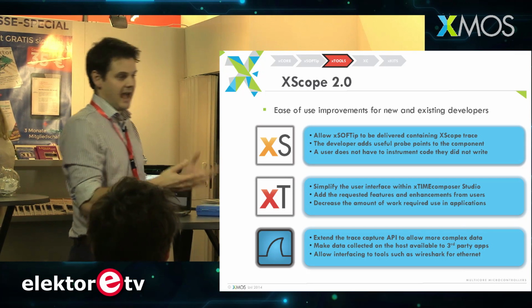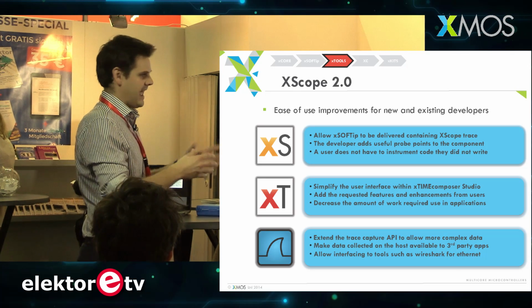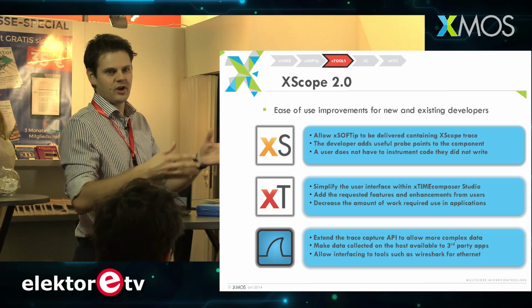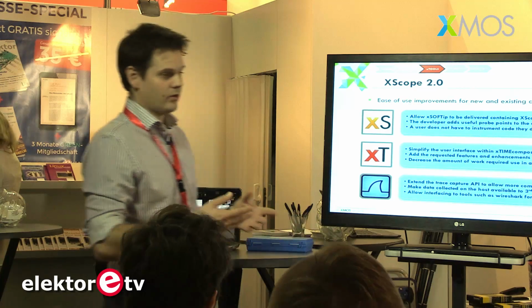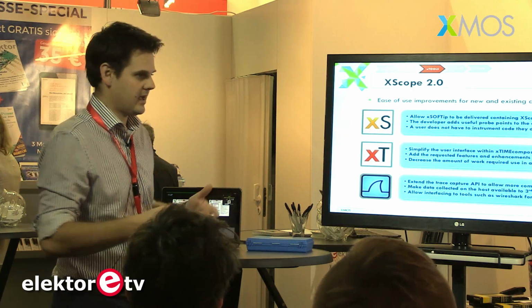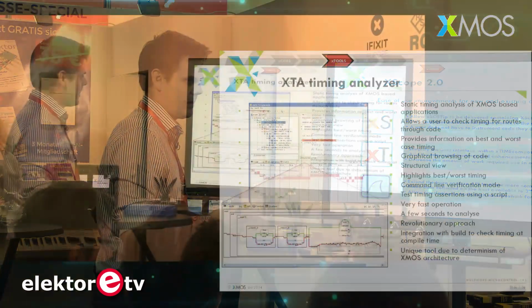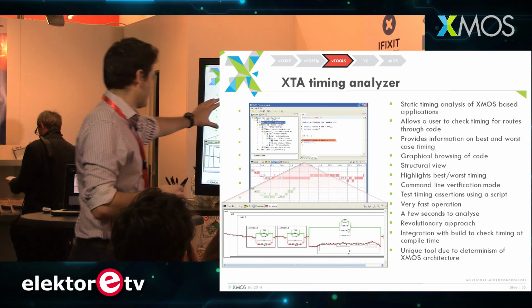So for instance, LabVIEW or GNU Plot, and get your data plotted outside of the development environment. In this example, it's saying that you could also hook that into Wireshark, for instance, as a network analyzer. So this is the timing analyzer that we spoke about.